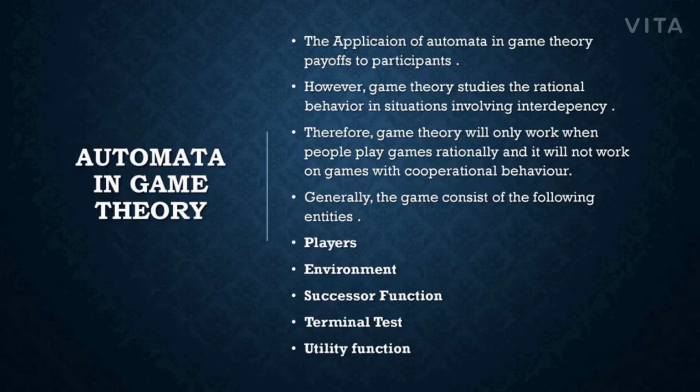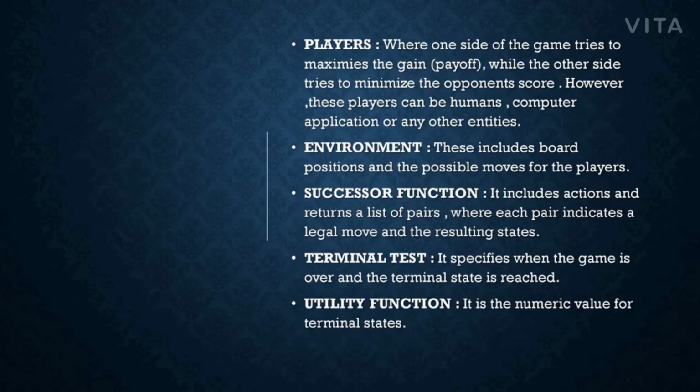Game theory studies rational behavior in situations involving interdependency; that is the basic idea of game theory which is used in automata. Therefore, game theory will only work when people play games rationally and it will not work on games with cooperative behavior. Cooperative behavior is where people inside the game come together as a unit, form a team and reach the success point. Game theory will not work when, for example, they split up in different proportions.